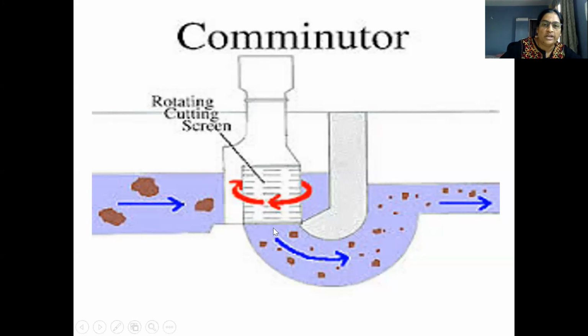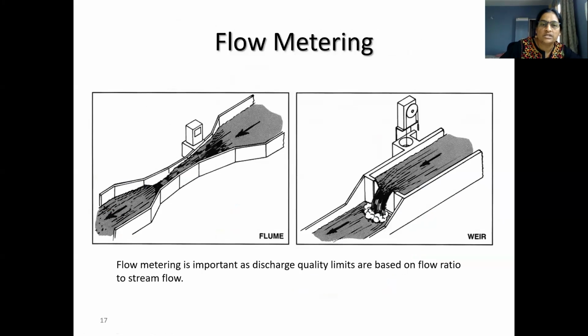Okay, so now I will move to the next point, flow meter. You can see here a V-channel flow meter can be provided. It is a flume type and it is a weir type. Flow metering is important as discharge quality limits are based on flow ratio to stream flows.